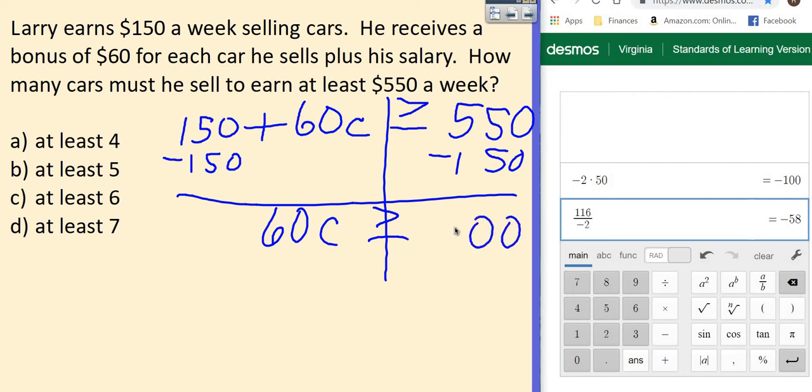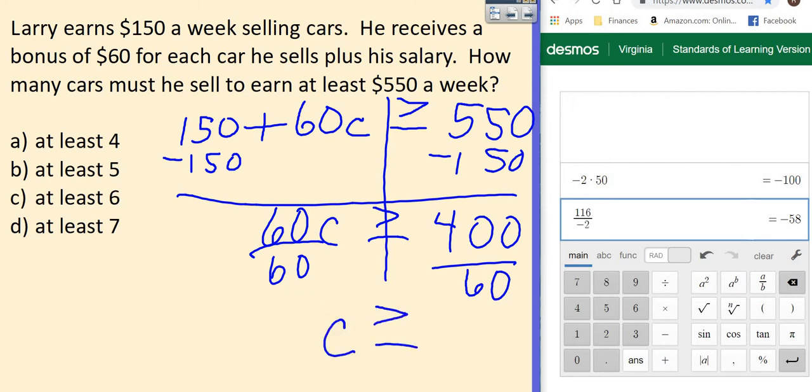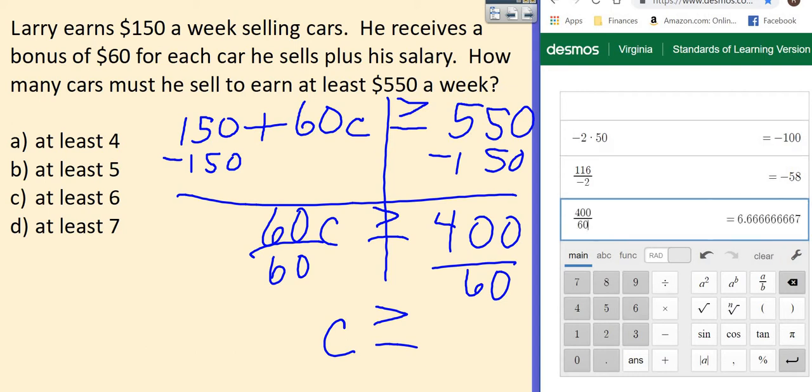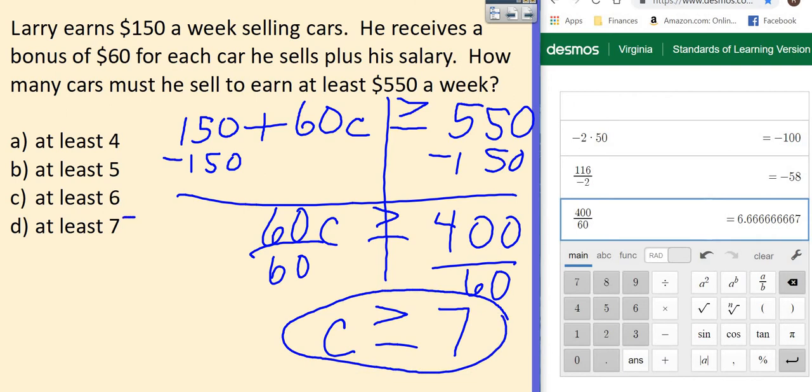and let's go ahead and subtract that. That's going to be 400, and then we're going to divide by 60. That was a positive number, so that inequality doesn't change. Let's go ahead and use our calculator. 400 divided by 60 rounds to 6.7, but really let's round to the greatest number because you can't sell 6.7 cars. You can sell 7. So you have to sell 7 or more cars, so at least 7. B is your answer. Okay?